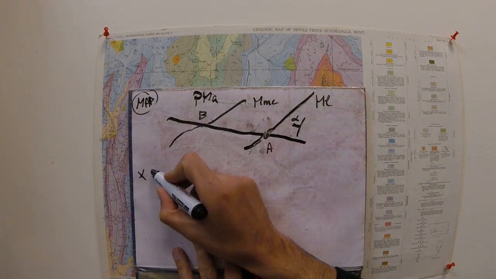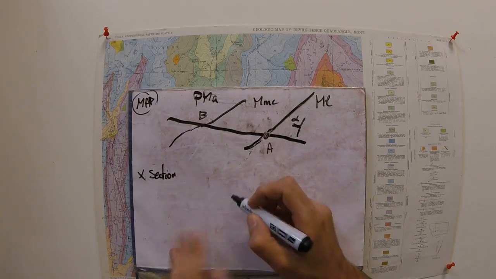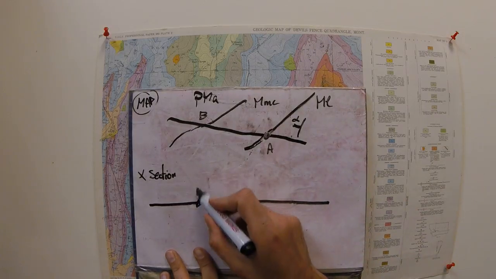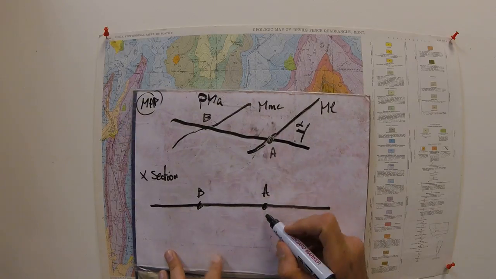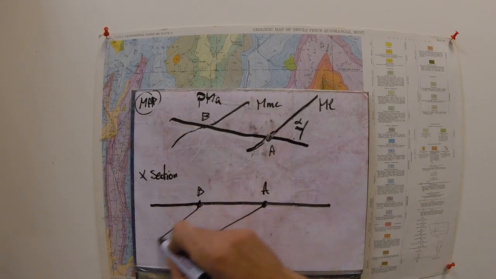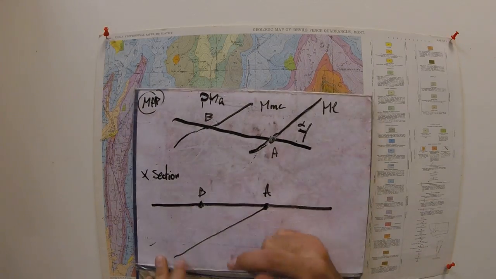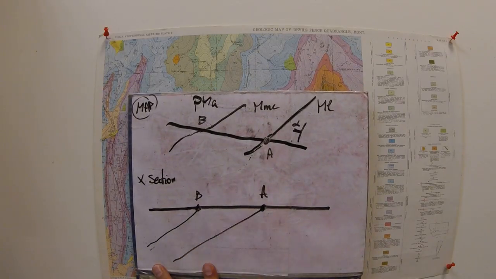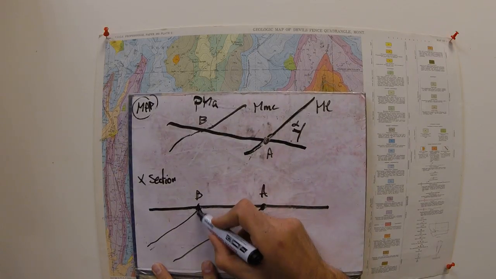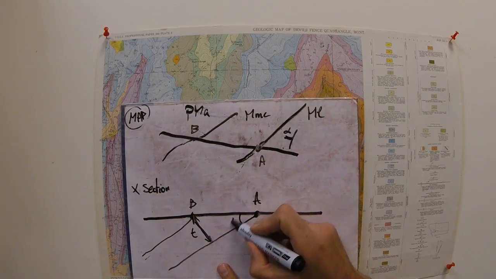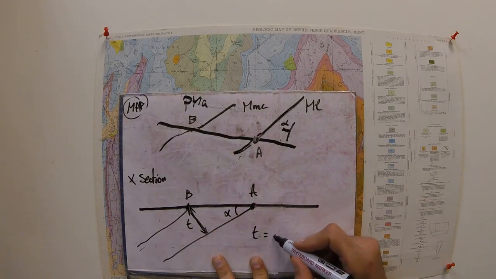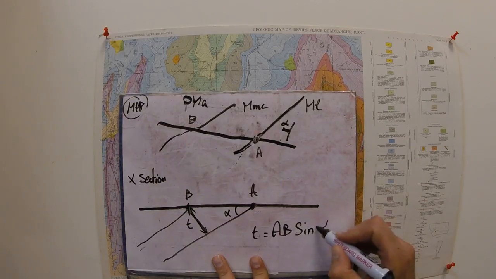So what does it look like in cross section? Let's imagine first that the topography is completely horizontal. We will have B here, A here, and the bed is dipping towards the west in that case, so we will have something like that. Let me try to draw that a bit better. Something like that. What we want to know is the thickness here, which we're going to call T. In that case, this is the angle alpha. And it's very simple, because the thickness is going to be the distance AB multiplied by the sine of the angle alpha.